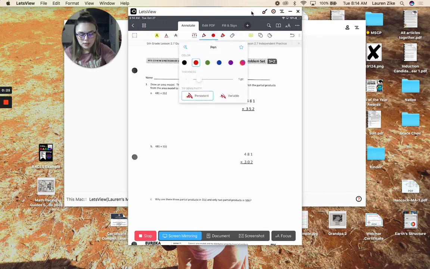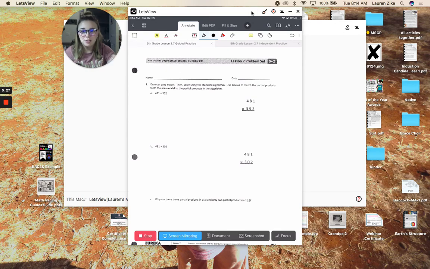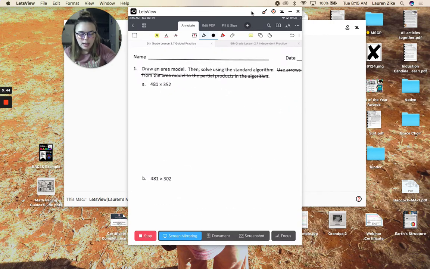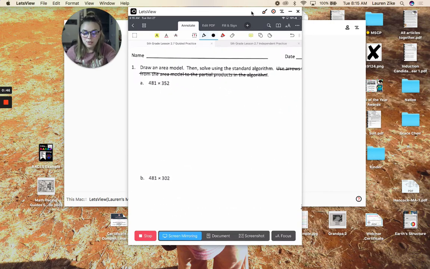Just like we've been doing, I'm going to change some of the directions as we go. So we're going to take out "use arrows to match partial product." We're not going to do that. So let's take a look at part A. So 1A. We have 481 times 352.